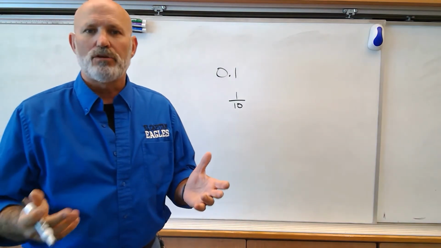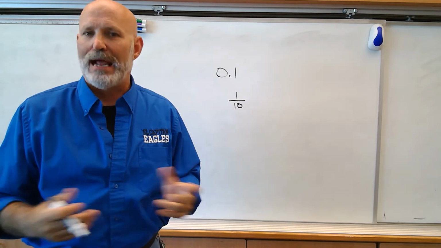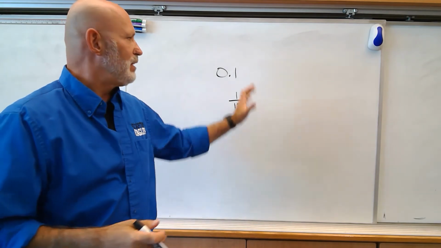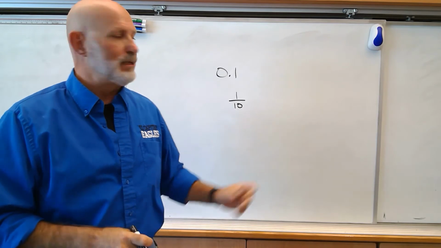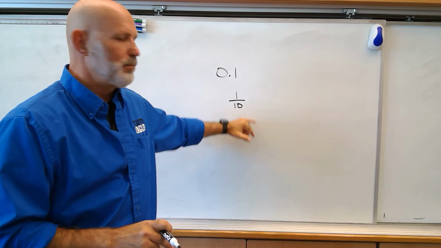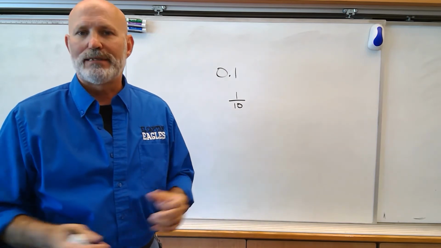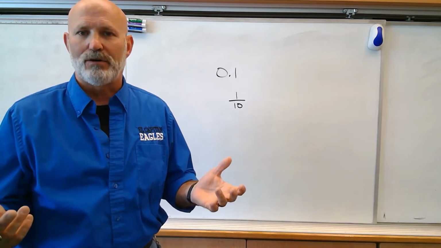Now this can also be written out as 1/10 in fraction form. Any of these numbers can be written out as a fraction, whether it's a whole number or a decimal. In this case, 1/10 can be written out as a fraction. Now, let's say I've got 2 spaces behind that. So let's see what that looks like.